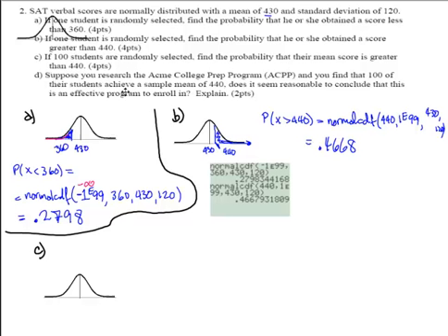Okay, well, actually, it doesn't ask that question. Let's do part C. 100 students are randomly selected. Find the probability that their mean score is greater than 440. So this is different from the previous problem because you're not looking at one student being randomly selected. You're looking at 100 students being randomly selected. So this actually involves the central limit theorem.